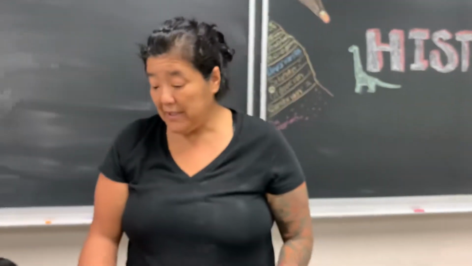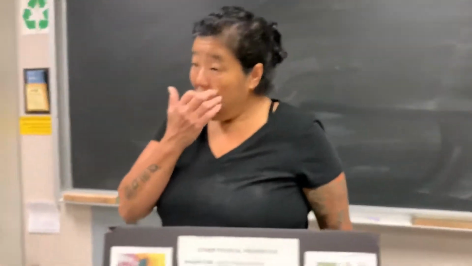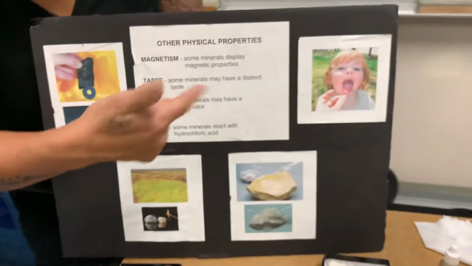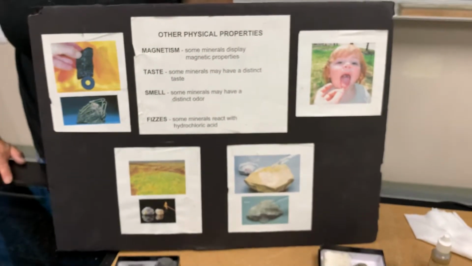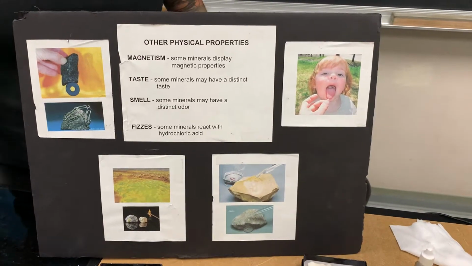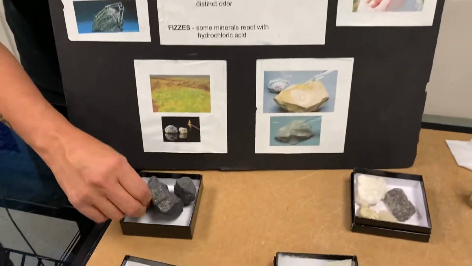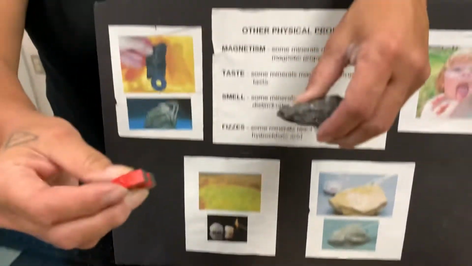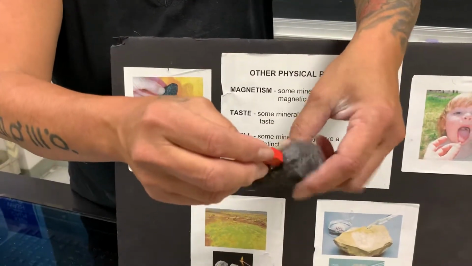And so then we move on to this next artboard here. These are some of the other physical properties that you can use to help identify your mineral. Such as the first one here, some minerals have magnetic properties, and so they contain magnetism.